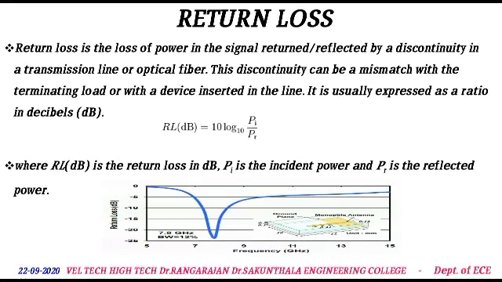Return loss. Return loss is the loss of power in the signal returned or reflected by a discontinuity in a transmission line or optical fiber. Return loss can be calculated by 10 log Pi divided by Pr, where Pi is known as incident power and Pr is known as reflected power.